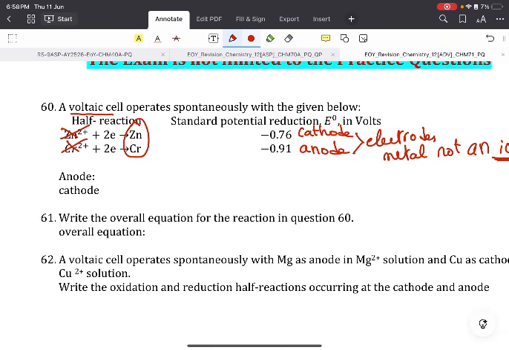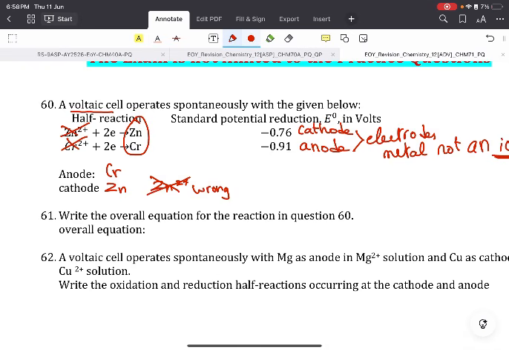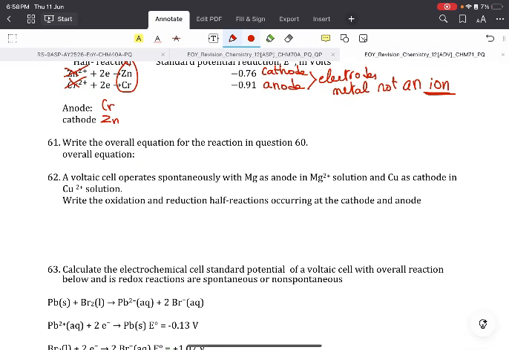So I'm gonna choose from these two. The cathode is zinc and the anode is Cr. If by any chance you write Zn2+ here, or Cr2+, that's wrong. So remember, do not write these two as your answer. Take the metal, because the electrode is a metal.